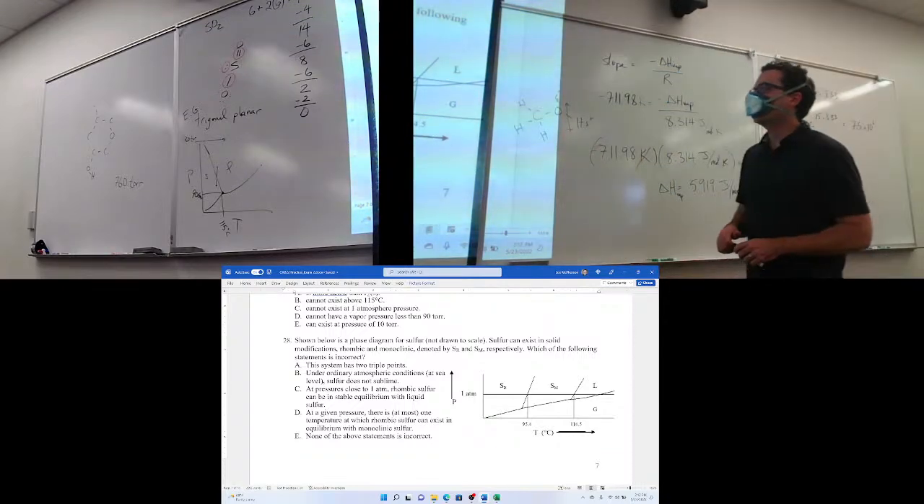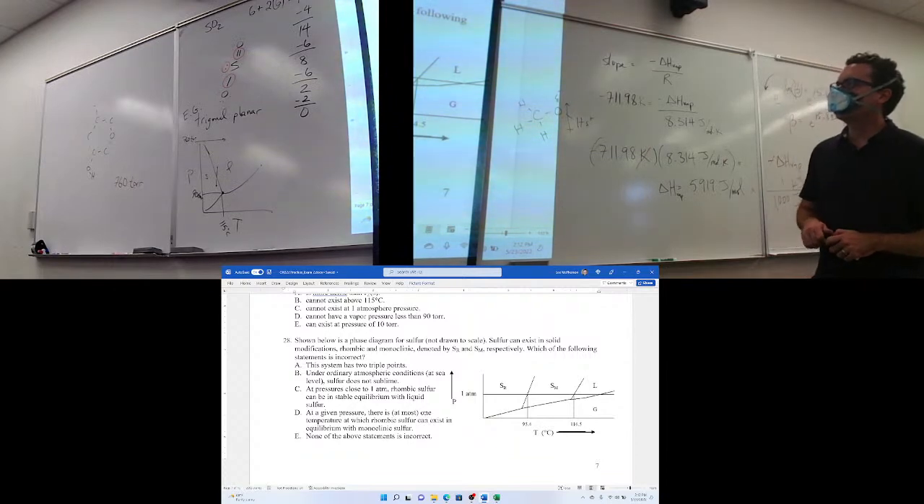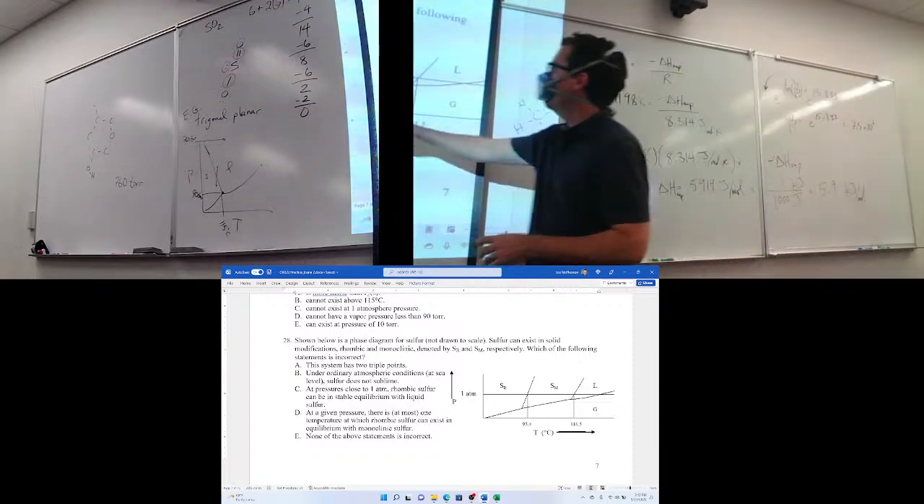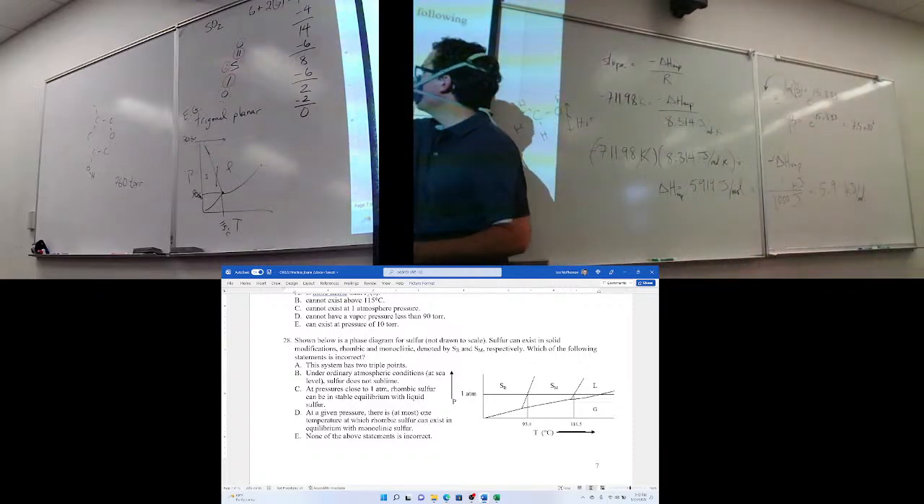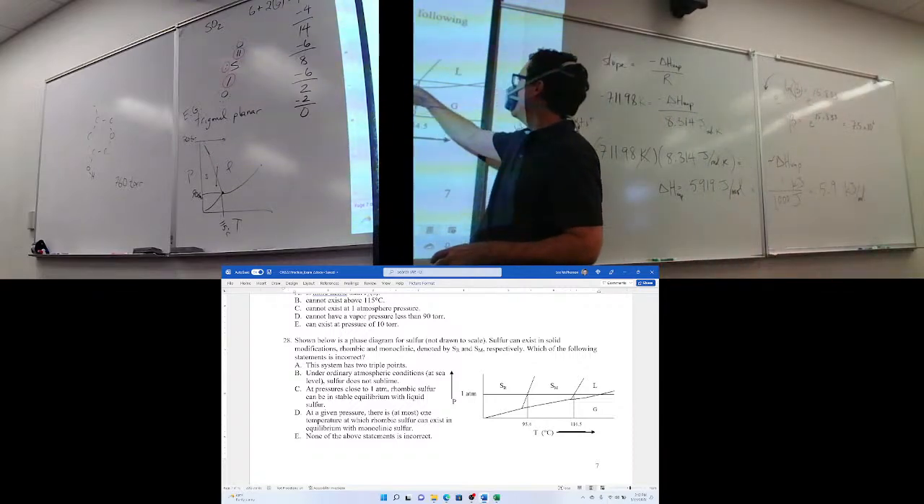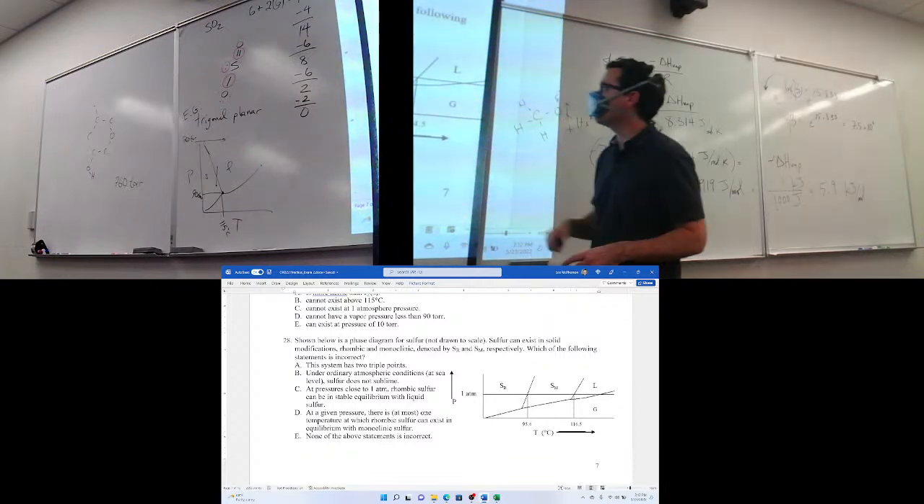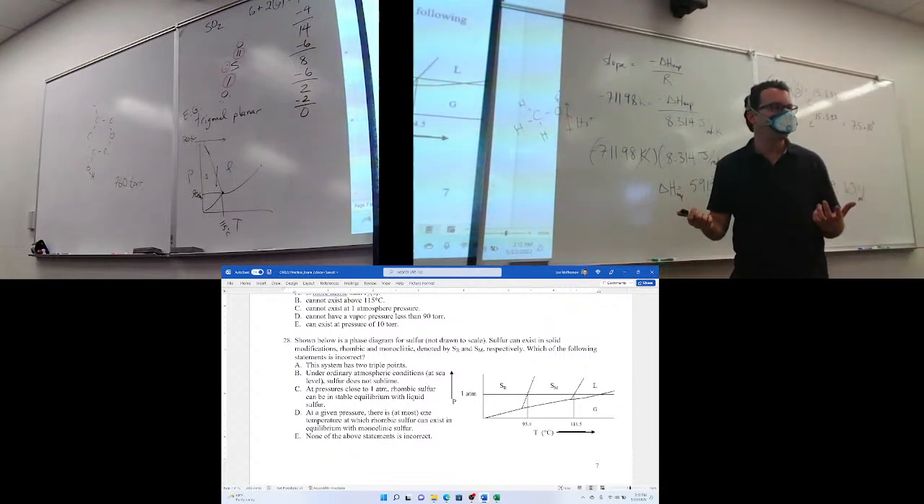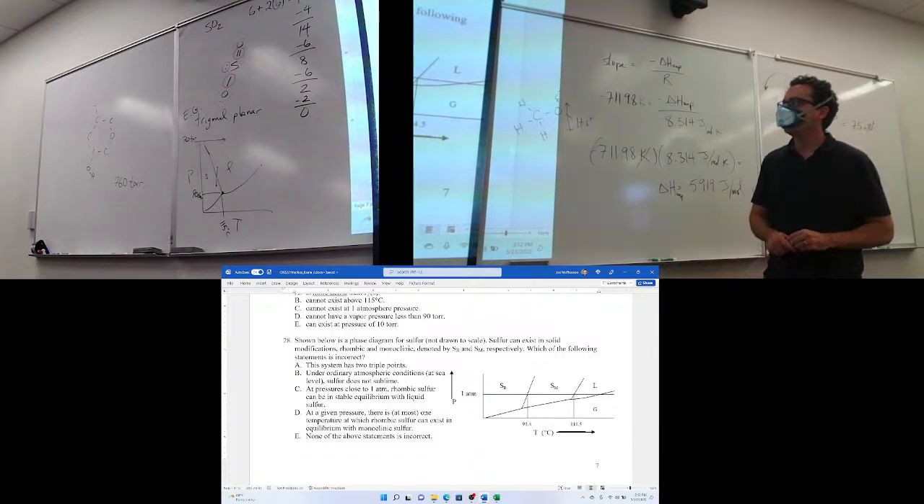Under atmospheric conditions, sulfur does not sublime. So there we go. Our atmospheric conditions, solid to liquid. It doesn't sublime. It would have to go solid to gas directly. So it doesn't sublime under regular pressure.